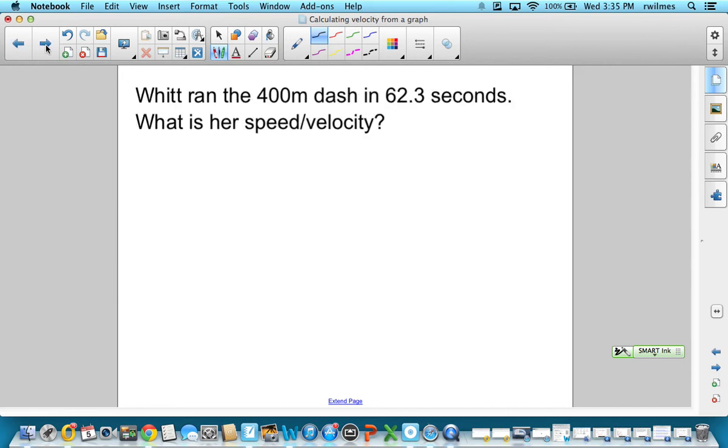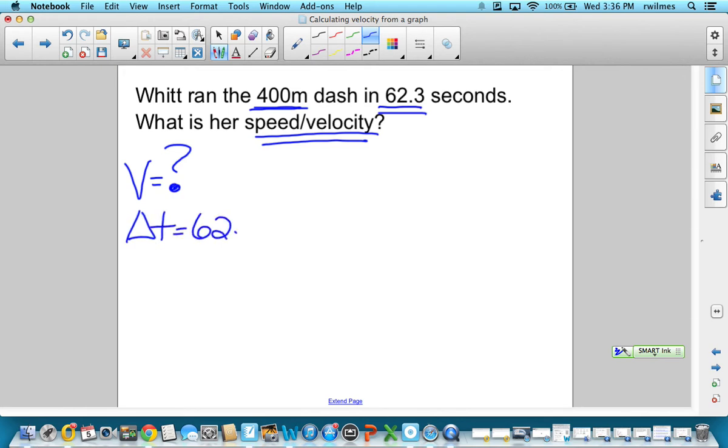Okay. All right. Wick ran the 400-meter dash in 62.3 seconds. I'm going to underline the variables that are given. What is her velocity? What is her speed? Okay, so let's go ahead and write down our velocity. I don't know the velocity here. That's my question mark. My change in time is given. It is 62.3 seconds. That's pretty good. Hopefully she comes out for the track and field team.